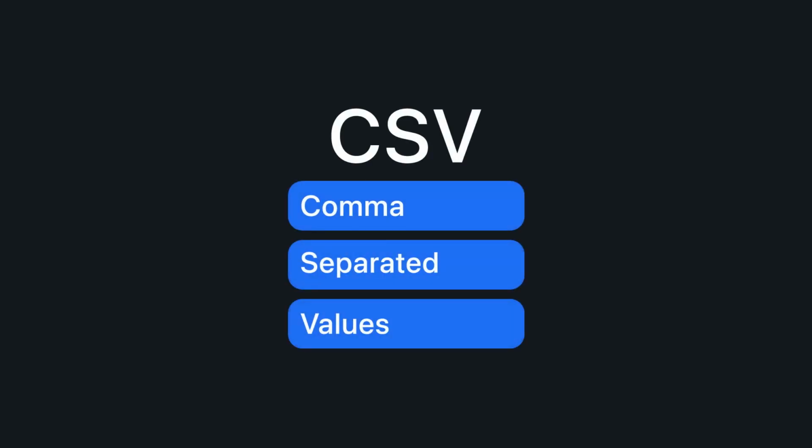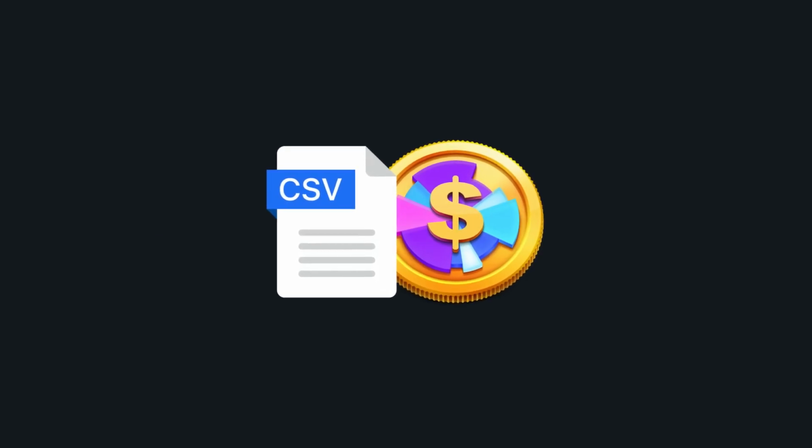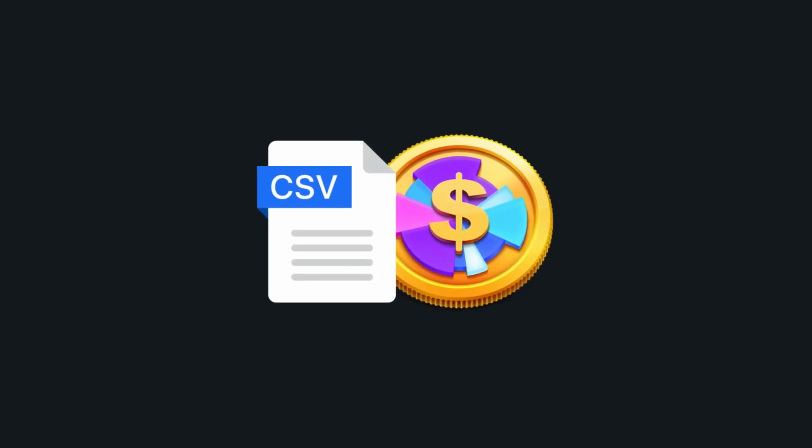Well, let's dive into the details. CSV stands for comma separated values, a simple, human-readable text file format commonly used to store tabular data. They are ideal for transferring data from one system to another and are commonly used by financial institutions for downloading transactions. This makes them ideal for importing bank and credit card statements into Cashculator, so let's learn how to do that.